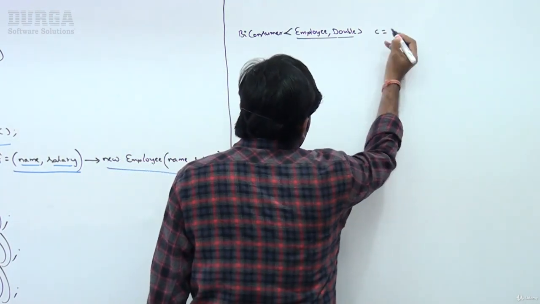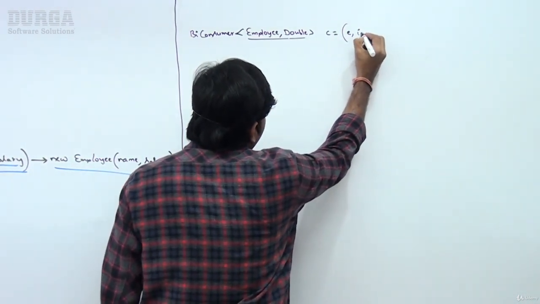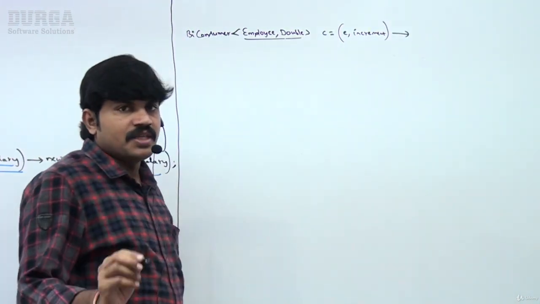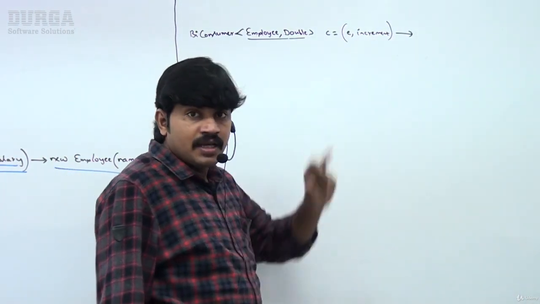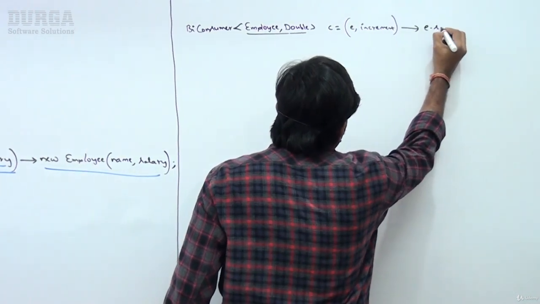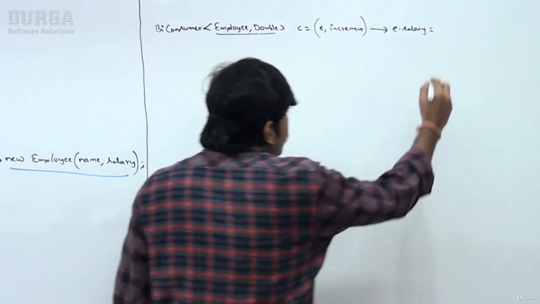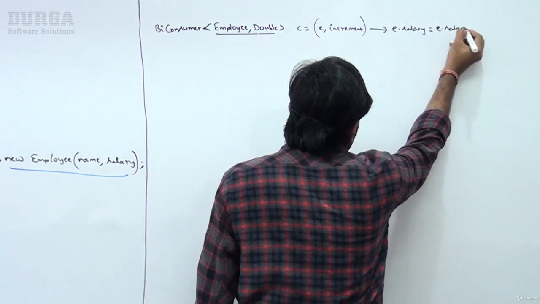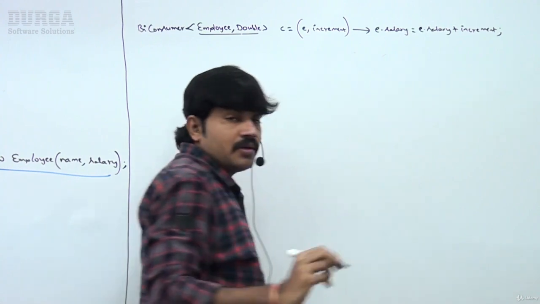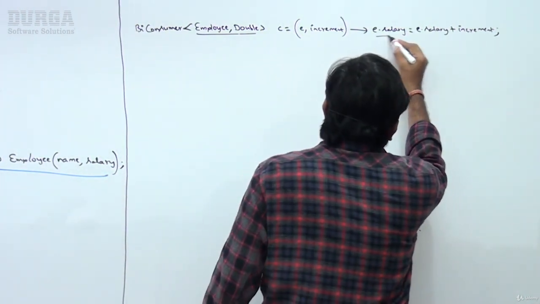Now, c = (e, increment) ->. Just these are the variables to the accept method: e comma increment. What I have to take is, sir, e.salary = e.salary + increment. It's going to do that. So e.salary = e.salary + increment. It is going to do that.